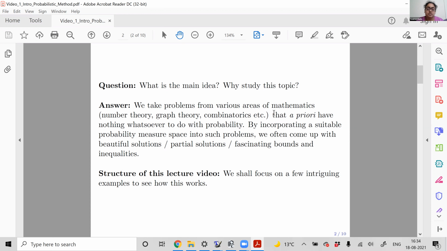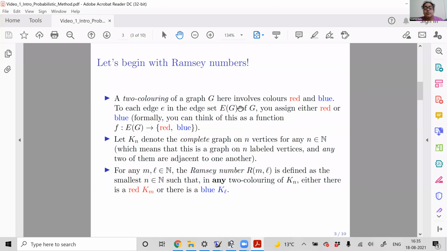And I also wanted to limit the contents of the video to a couple of examples, just to show you how probability can suddenly be brought into a problem that has a priori nothing to do with probability at all. And using probability, we are able to get nice bounds. Okay, so I'm going to start off with Ramsey numbers.